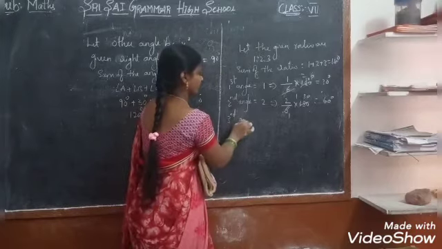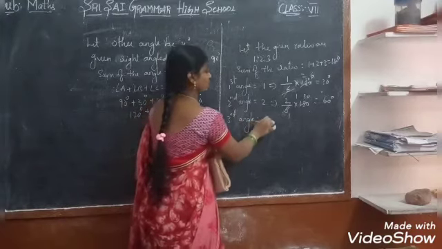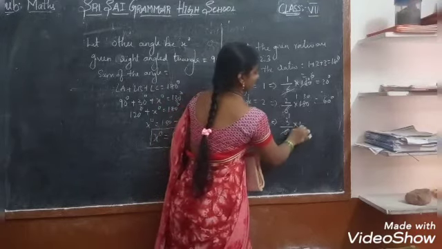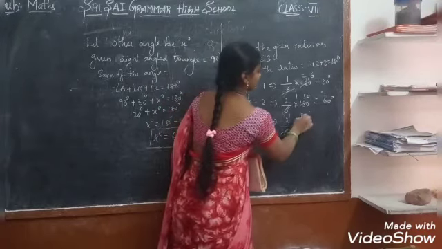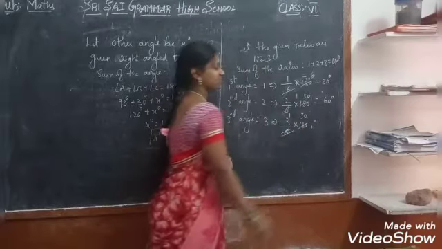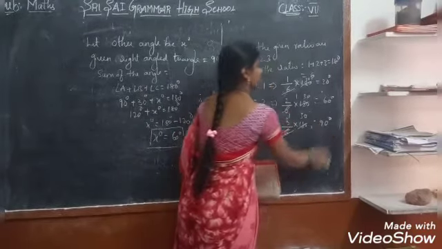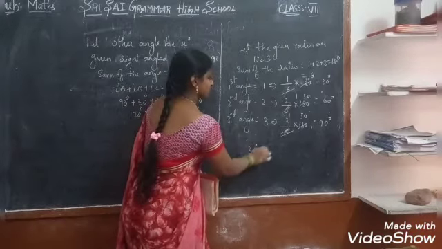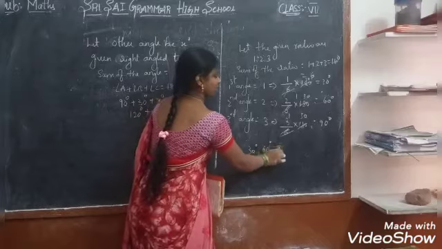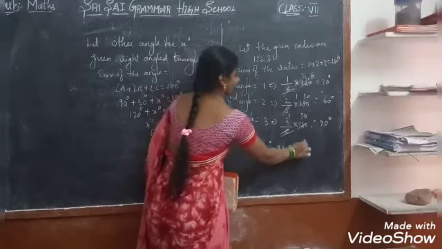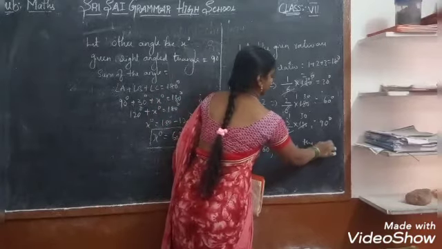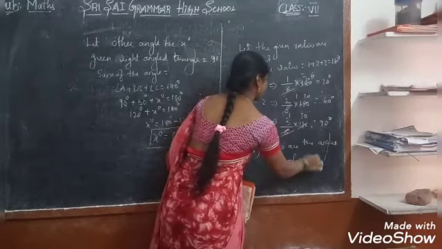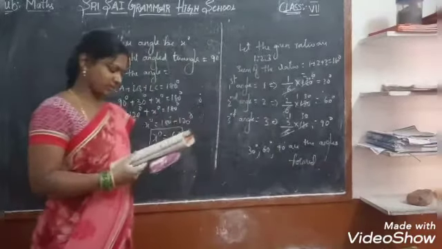Third angle: 3 by 6 into 180 degrees. 3 thirties are 90 degrees. What are the angles formed? 30 degrees, 60 degrees and 90 degrees are the angles formed.